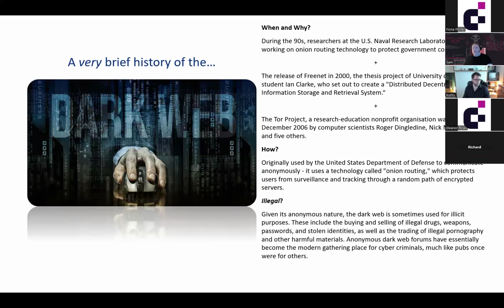So it came from basically three places. During the 90s, the US Naval Research began working on onion routing technology to protect government communications so that they could talk to each other without it being intercepted. In 2000, the release of Freenet, which is a thesis project of Ian Clarke, where he set out to create a distributed, decentralized information storage and retrieval system. That's a ridiculous title, but these are students for you. And on top of that, you've got the Tor project, which happened in around December 2006. Those three together kind of give what the dark web is at the moment.